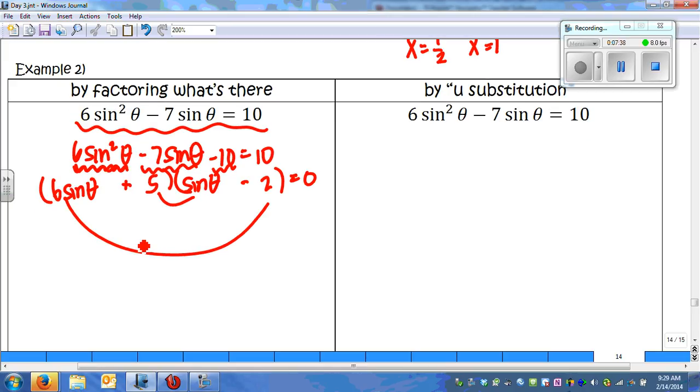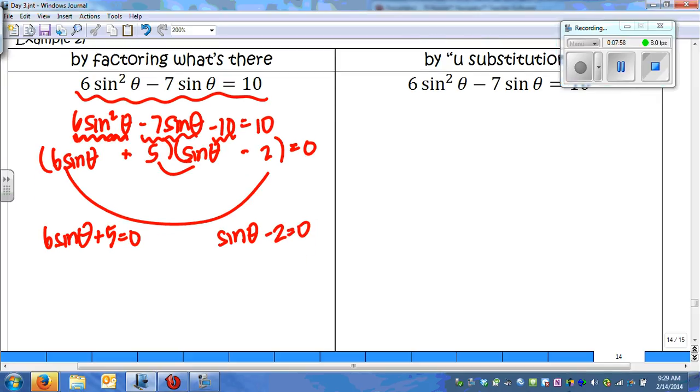Just like always, after we factor quadratics, we take each of those factors and set them equal to 0, and that's how we solve. So we have 6 sine theta plus 5 equals 0, and sine theta minus 2 equals 0. Like I said, let's solve these baby equations for sine theta before we worry about theta.